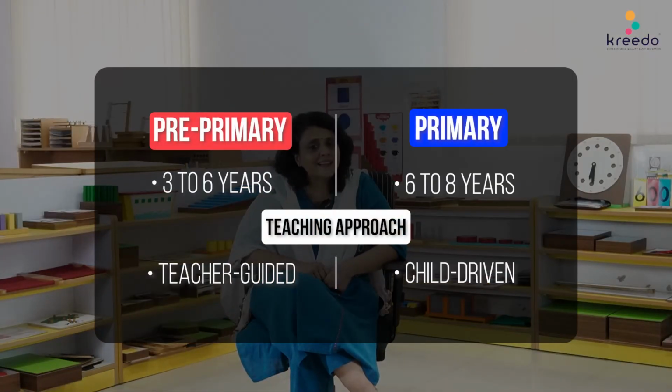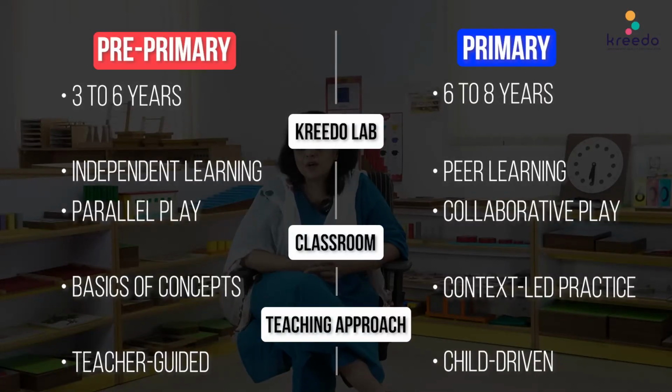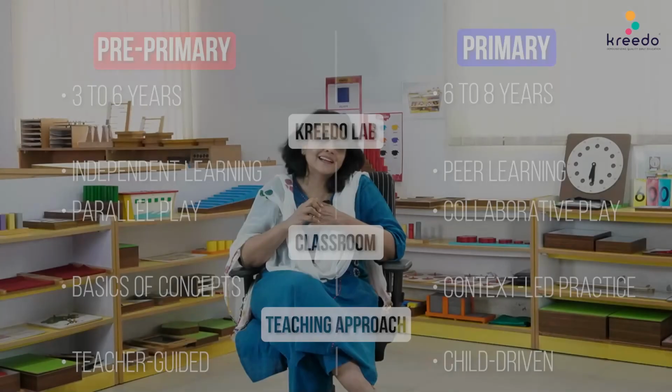So do give them that little extra freedom between 6 and 8, because by this age, they're growing, they're developing, they have a lot of ideas, and it's a great way to encourage class participation as well as lab participation by having them work in groups and collaborate well together. So that was some of the very high level differences in approach between pre-primary and grade 1 and 2.